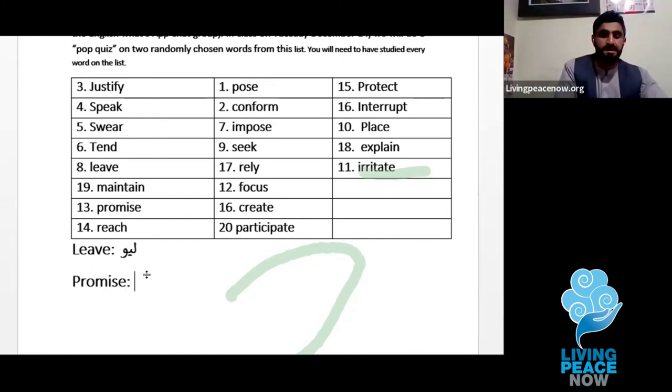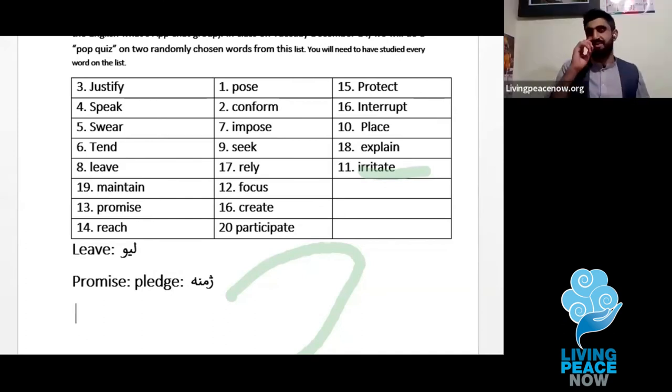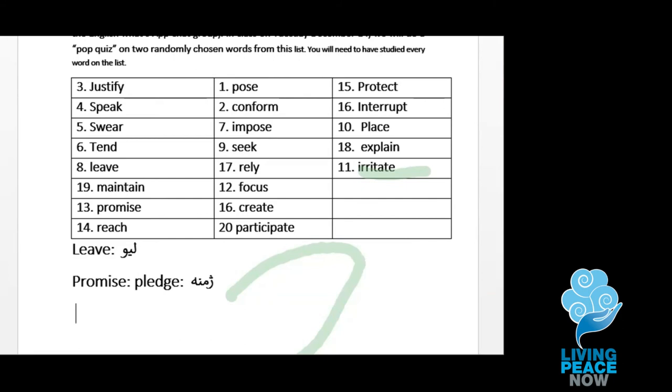Promise means pledge. In Pashto, we can say mana. For example, Joe Biden many times says, I promise you. This is what I got from Joe Biden. Every time he says, I promise you. The native speakers try to say it like that. I promise you I'll teach well. I promise you I'll try to teach this class well. I promise you to support my friends. You can make many examples about this word.